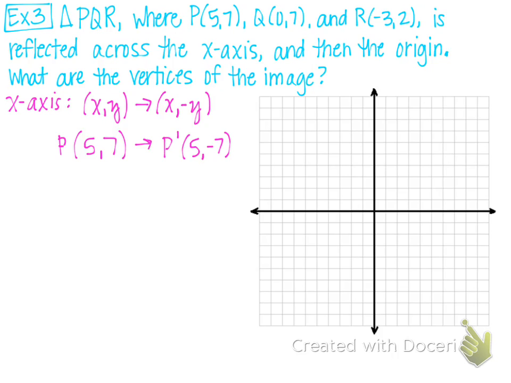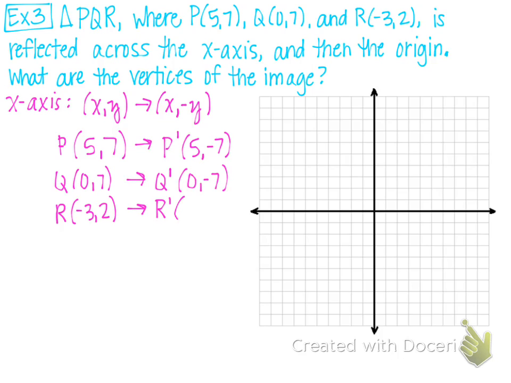Q is at 0, 7. So my new Q is at 0, negative 7. My R originally is at negative 3, 2. So my new R is at negative 3, negative 2. But we're not done here. After we do our x-axis reflection, we've got to do an origin reflection.